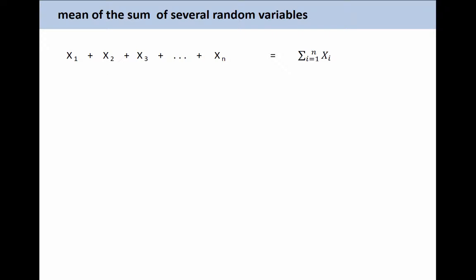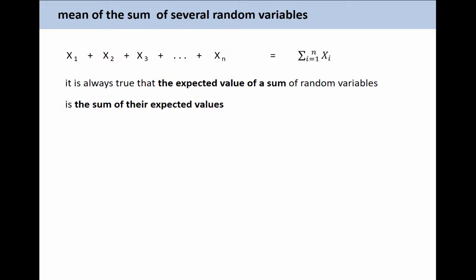Generalizing on our results with the sum of two random variables, it is always true that the expected value of a sum of random variables is the sum of their expected values, or in compact notation, the expected value of the sum i equal 1 to n of x sub i is equal to the sum i going from 1 to n of the expected values E of x sub i.